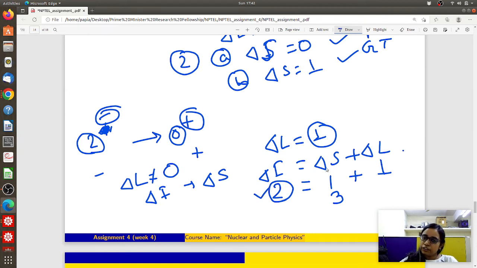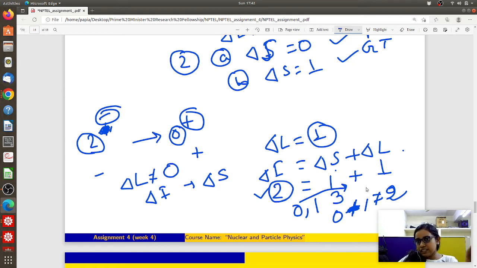But I already told you that delta S cannot have a 3 value. It should be in between 0 and 1. So 0 is not possible. If delta S is 0, then 0 plus 1 cannot give you 2. So obviously, even with a vector sum, it cannot give us 2. So the only possibility is that delta S should be plus 1.